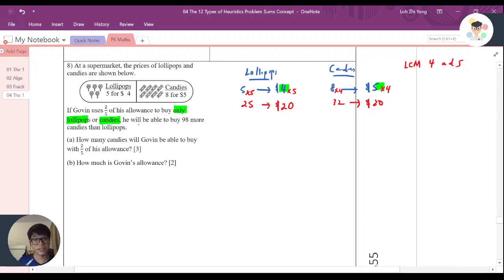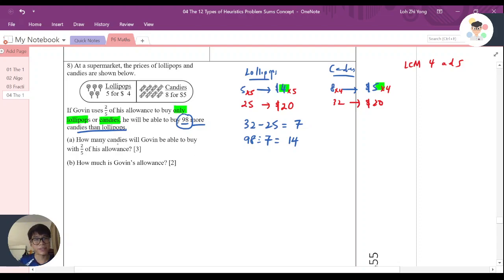Now, what they say is that he will be able to buy 98 more candies than lollipops. It means that, in that case, either one, candies should have 98 more than lollipops. Let's see how many more it really has. So 32 minus 25, there is actually only 7. But here it is 98, right? So again, we use 98 divided by 7 to know that it is actually 14 times of it.